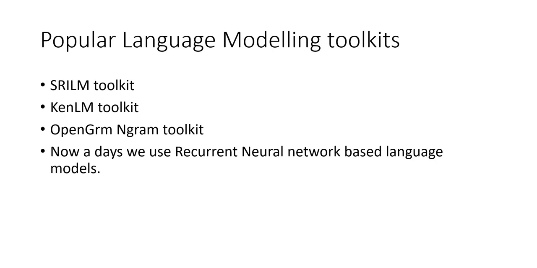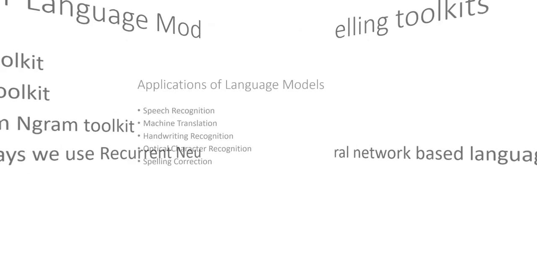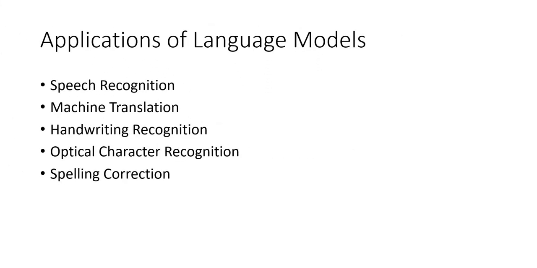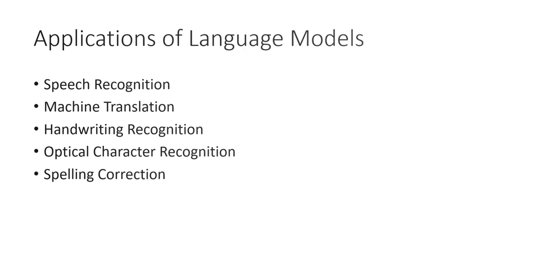Popular language modeling toolkits available are the SRILM toolkit, KenLM toolkit, OpenGrm, and the n-gram toolkit. Nowadays we use RNN, recurrent neural network based language models as well. Applications of language models are speech recognition, machine translation, handwriting recognition, optical character recognition, and spelling correction.